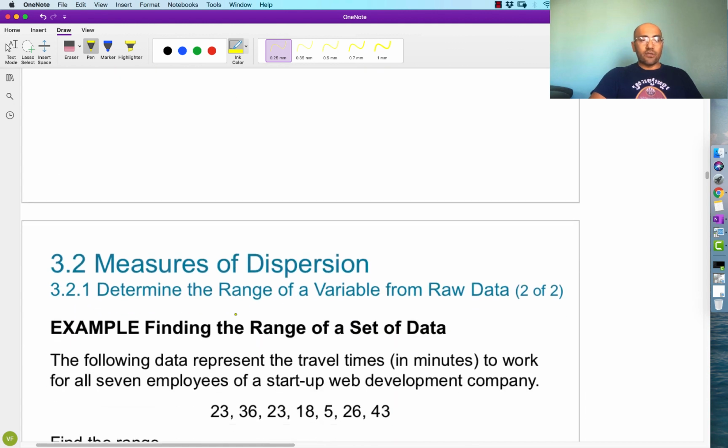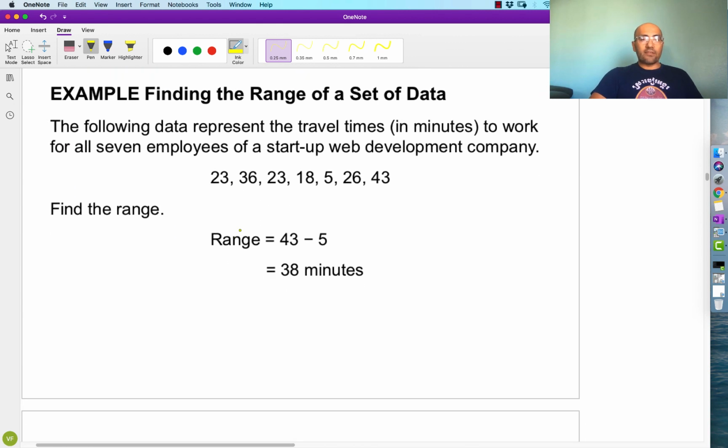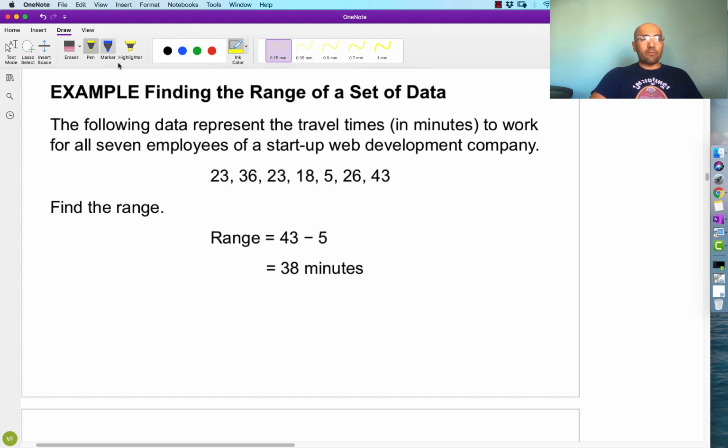Okay, so for example, if we go back to our travel times, this was the startup company that had 7 employees, and this is their travel times. If we take the largest number, which was 43, and the smallest number, which is 5, right? That's our largest number, that's our smallest number. Regardless of how the data is presented, we always take the largest minus the smallest in this order. We subtract them, and we get a 38. That's our range. We describe the range to be 38. And again, that's just one way of describing how spread out the data is.